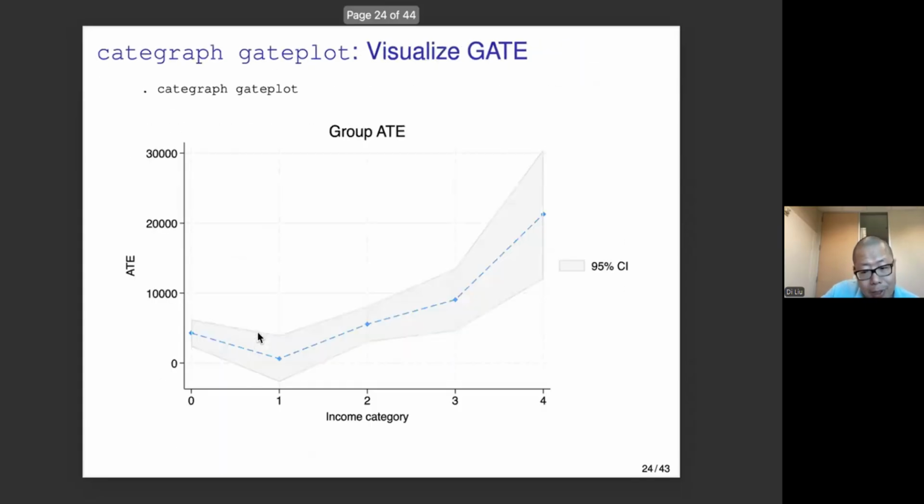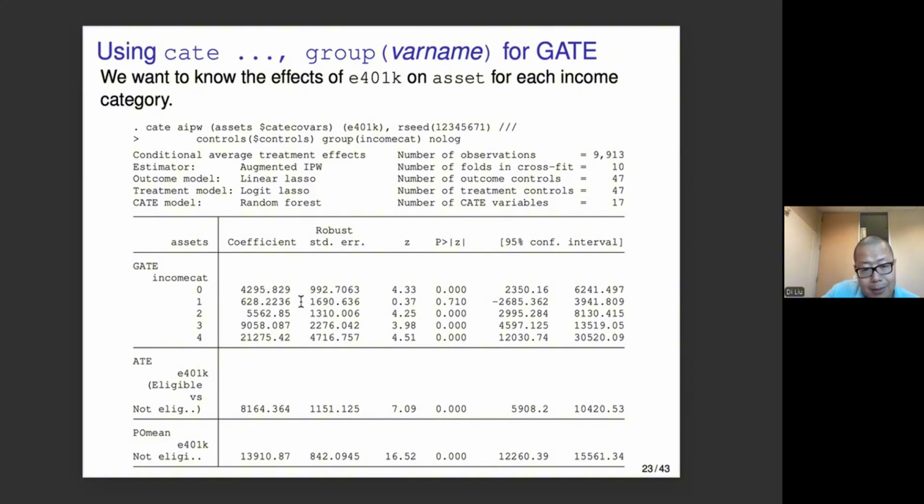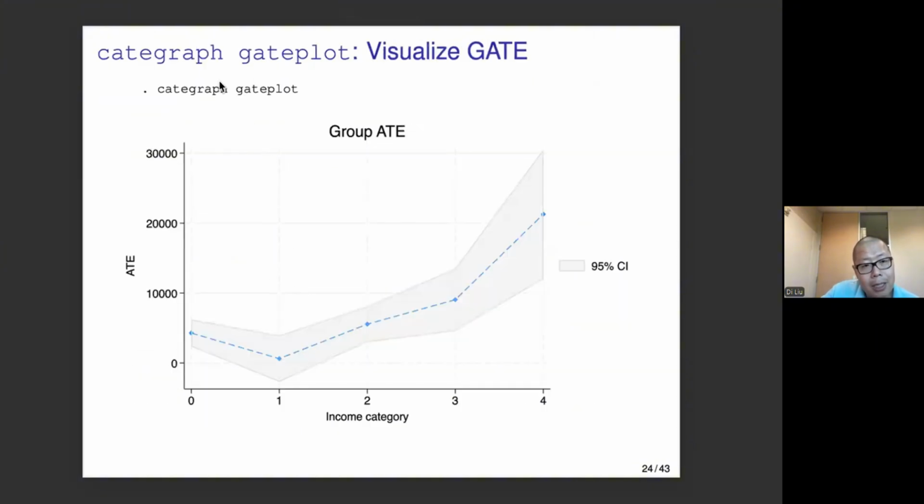We can visualize this trend by calling gate plot. It visualizes the GATE function. As you see, it's an upward trend. The more income you have, the bigger the training effect.